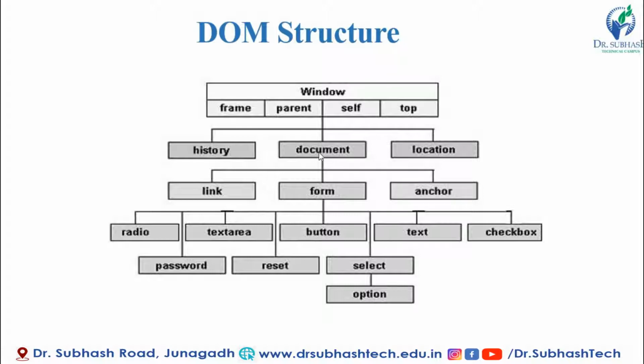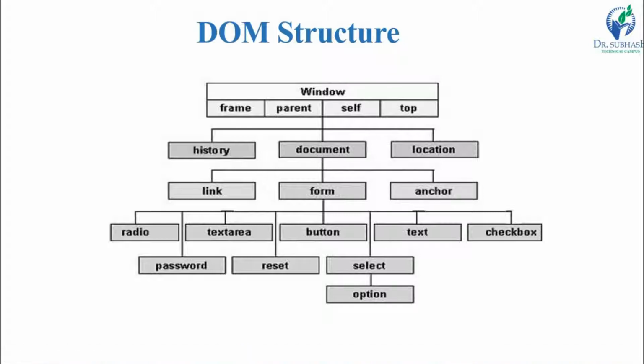Document is nothing but your page that is displayed in your browser, right? So inside the document what we will have, we can have a link, we can have a form tag, we can have an anchor tag, and these are the proper hierarchical structure through which we can access the elements of the page. Now we will see the document object in detail.